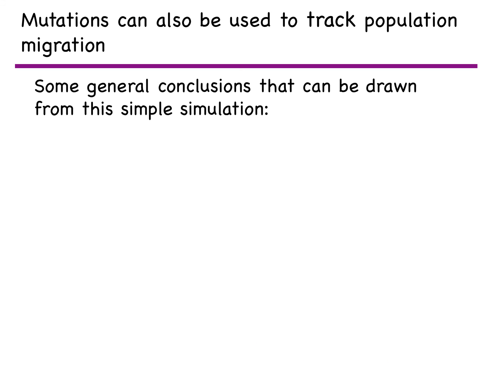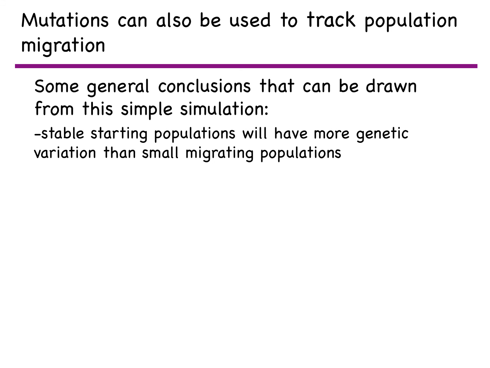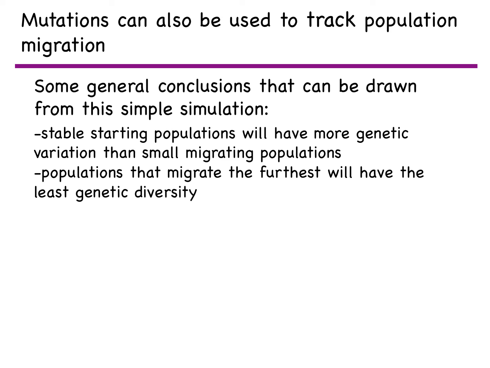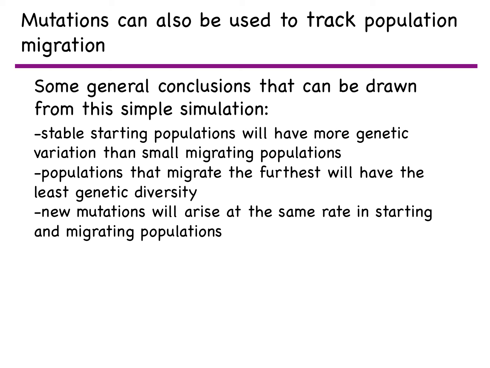Okay, so a few general conclusions that we can draw from my simple simulation. Stable starting populations will typically have more genetic variation than small migrating populations. Populations that migrate the furthest will have the least genetic diversity, and new mutations will arise at the same rate in starting and migrating populations. And it's actually that helps us to track which populations are migrating. All these features help track migrating populations.